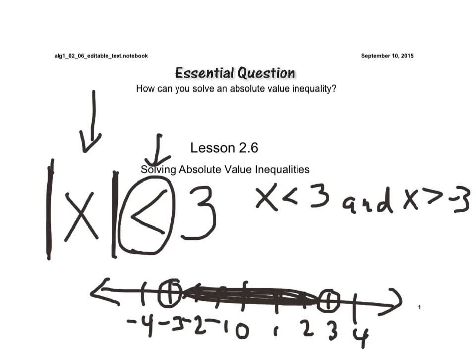Because if you notice, the value of x here is less than 3, but it's also greater than a -3. And again, the greater than is open towards the x, which indicates that it's greater than a -3. Alright, so we'll talk about the ors here in a moment, but that's just a basic example of how we're going to solve absolute value inequalities.